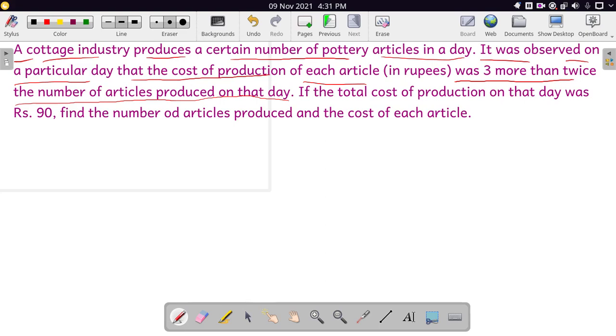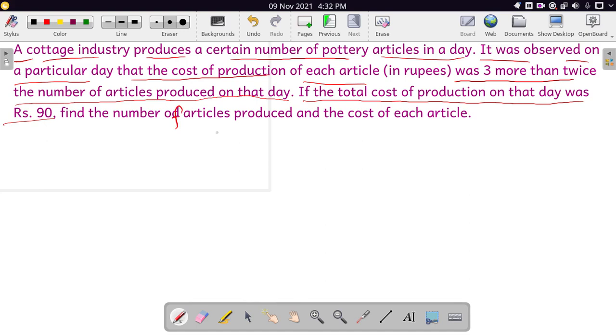But basically the cottage industry undergoes an exception. The exception is it was observed on a particular day that the cost of production of each article was 3 more than twice the number of articles produced on that day. Okay, if the total cost of production on that day was rupees 90, find the number of articles produced and cost of each article.